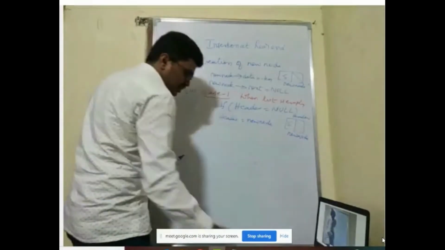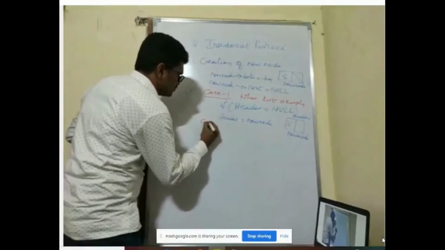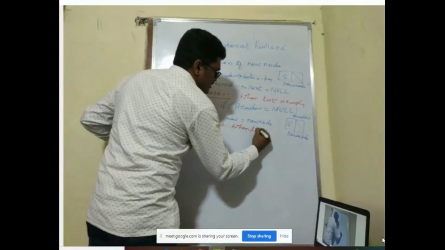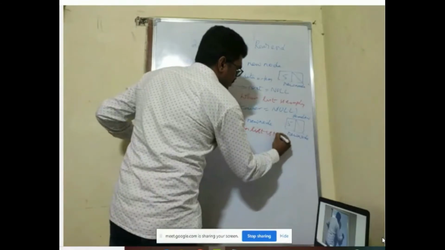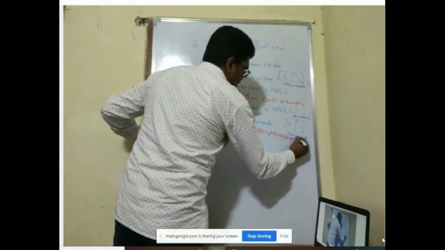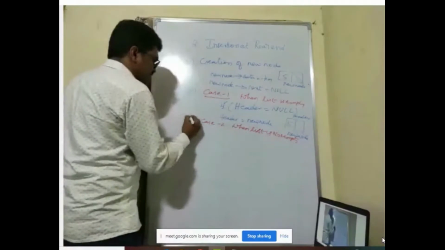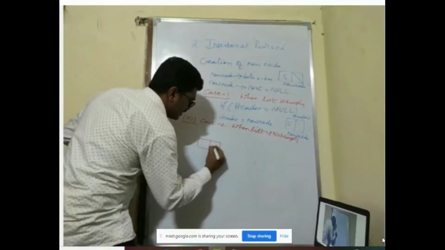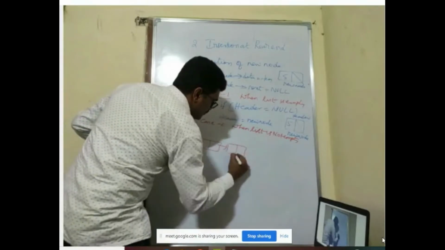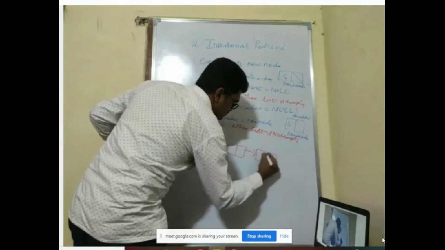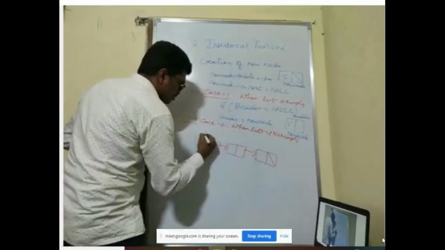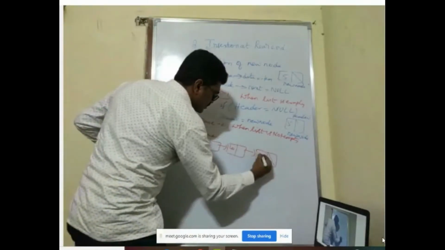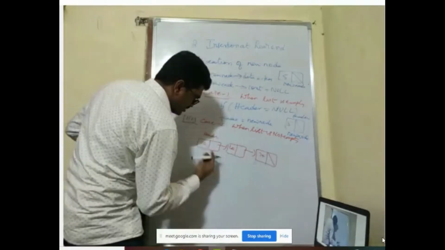Go to the second case, case two, that is, when the list is not empty. What do you have to do? Here it is a little bit important. So this is my header. I have elements like this. These are the addresses.